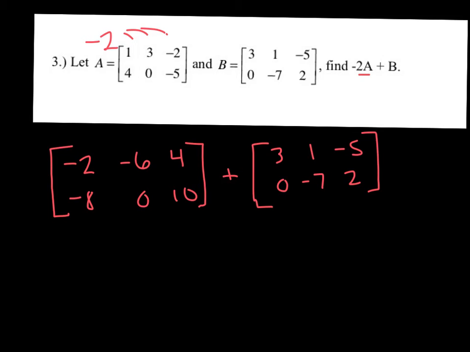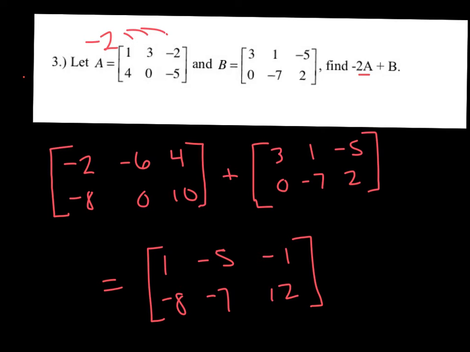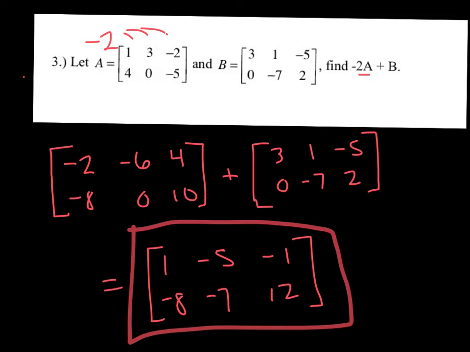And then just add them. So this will become -2 plus 3 is 1, -6 plus 1, -5. 4 plus -5 is -1. -8 plus 0 is -8. 0 plus -7, -7. 10 plus 2 is 12. So just, again, add all corresponding entries. And that is that.